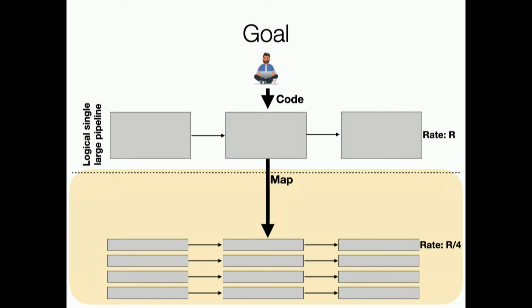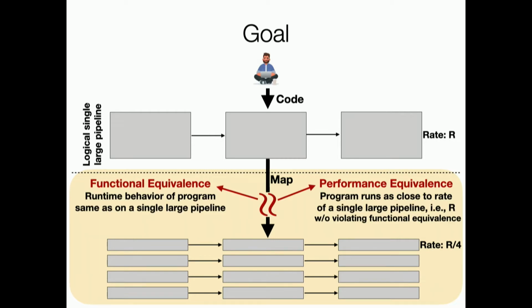The way we want to do this mapping is to preserve 2 kinds of equivalence. First, we want to achieve functional equivalence, very important. We want to make sure that the runtime behavior of the program on this set of pipelines is similar to if that pipeline was just one giant pipeline. Secondly, we also want to achieve performance equivalence, but that is a second-degree objective, because we want to achieve performance without violating functional equivalence. We want to get as close as possible to line rate, but without violating functional equivalence. So the first-degree goal is to maintain functional equivalence. That's the overall goal of this paper.